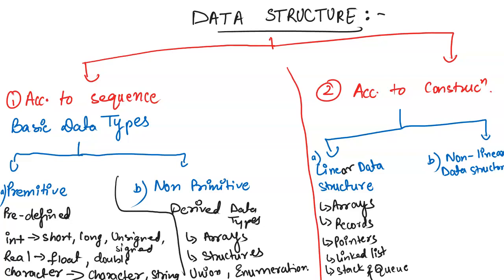Now let us see the non-linear data structure. It is divided into two parts, that is, trees and graph.